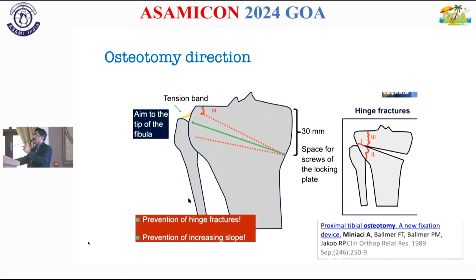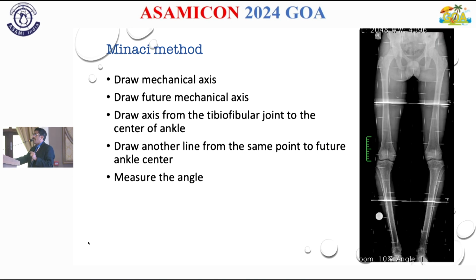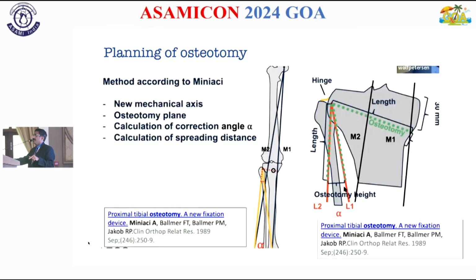And this is 3 centimeter down, proximal to the proximal tibial tip. So the Miniaci method was already described, to find out how to calculate the wedge base. So draw the mechanical axis, draw the future mechanical axis, and draw the axis from the tibial center to the tibiofemoral joint, and from there to the future mechanical axis. That is the alpha angle.